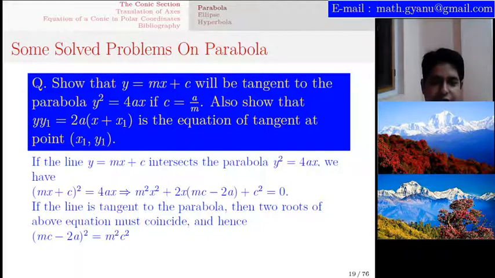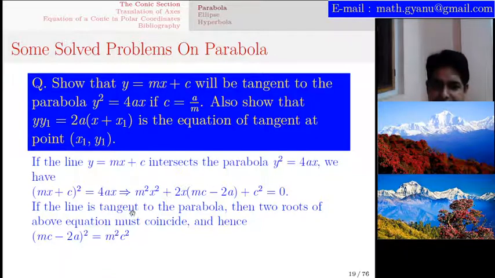mc minus 2a whole square equal to m square c square. Why? Simply think: the quadratic equation ax square plus bx plus c equal to 0 in general will have equal roots if b square equal to 4ac.